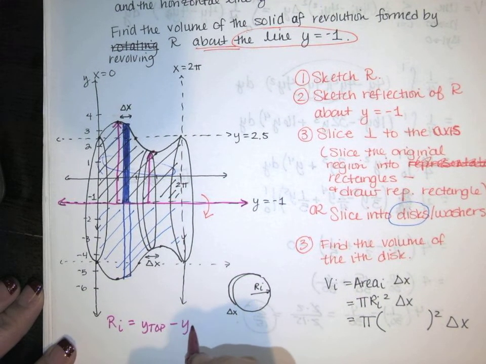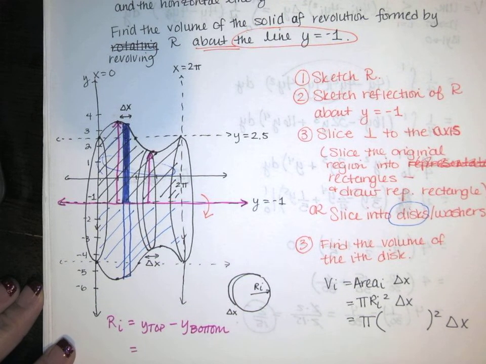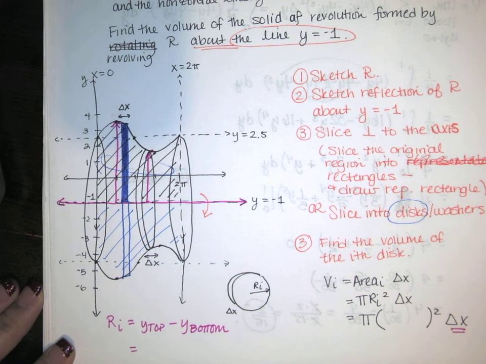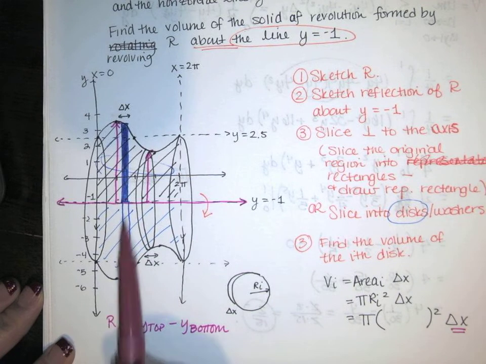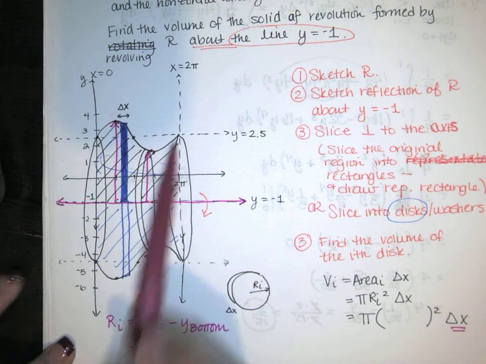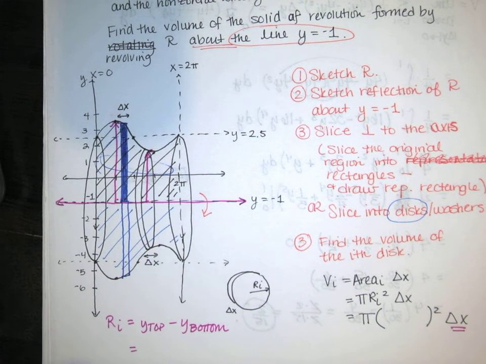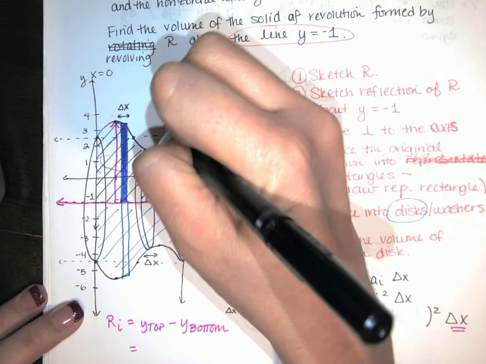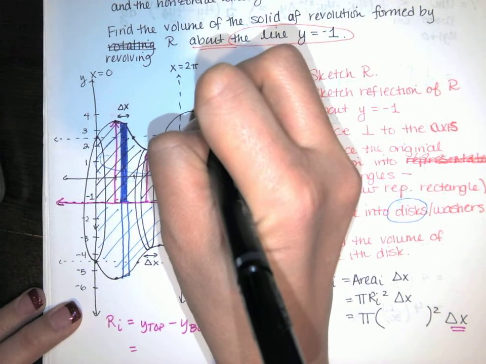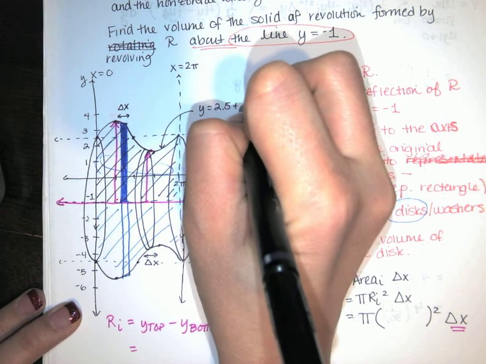You're going to take the top y value and you're going to subtract the bottom y value. But I need those as functions of x. So the top y value as a function of x, well, that was actually given to us. That was given by the equation of this curve. That was y equals 2.5 plus sine of x.